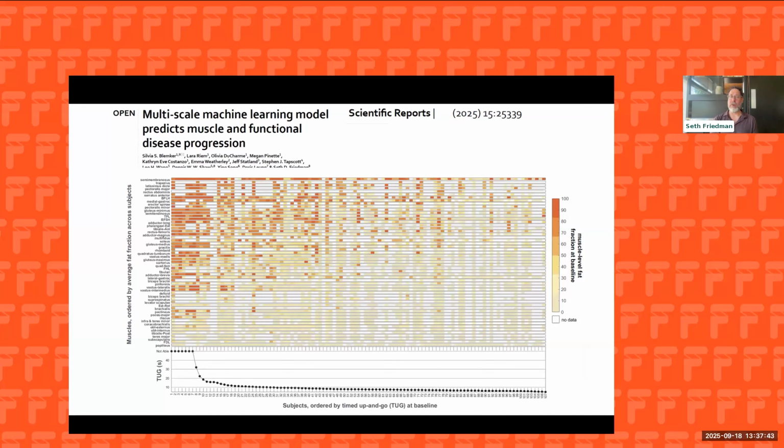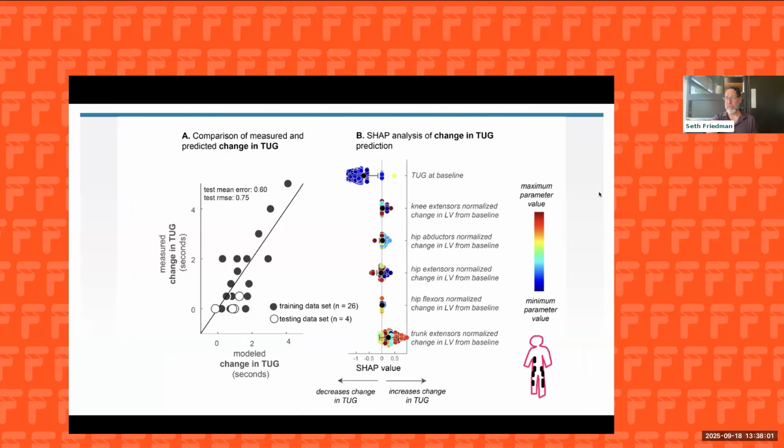And so, one of the demonstrations of this random forest model is actually what we wanted to understand: could we use it to tell us which muscles were involved and how to predict who is going to change over time. And so this generates another set of SHAP plots. So this was a small subsample that had TUG data at baseline and over time. And what we were trying to do is to see, could we use the random forest model and these individual muscle measures to predict whether or not the person would change.